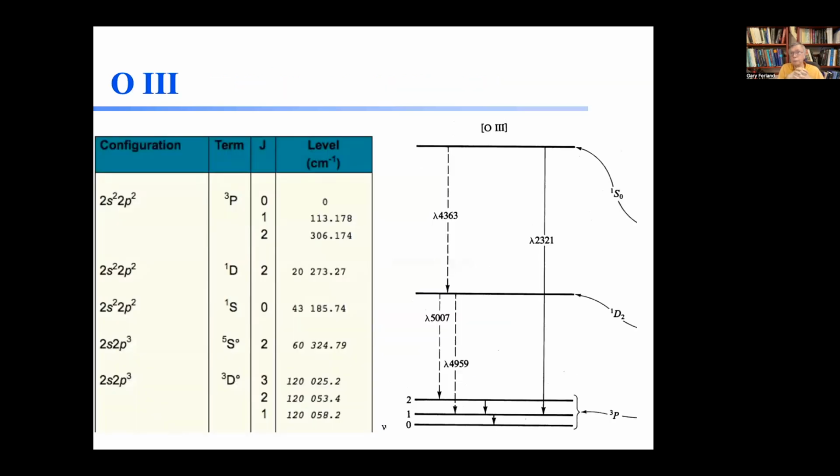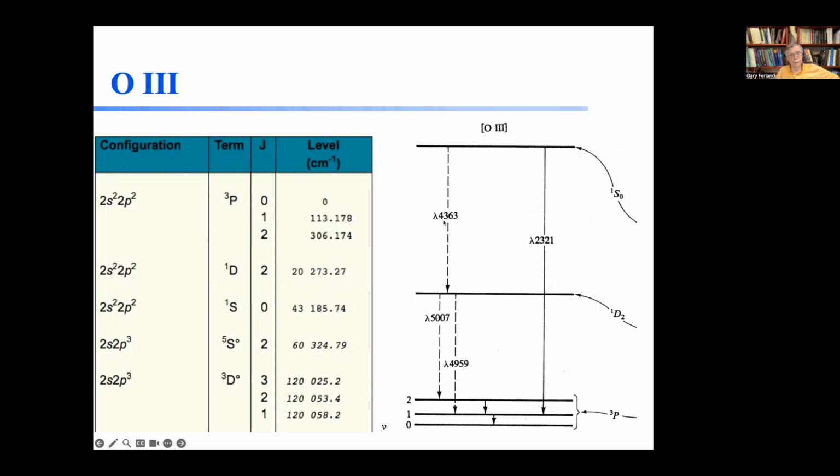So this is two ways of presenting emission lines. On the left is a screenshot from the NIST table of the lowest levels in O3, or O double plus. This is the ground state here. This is the energy level, counting from zero. It's a unit called a wave number, which is the most common unit of energy in actual spectroscopy. So these three levels are very, very close to the ground state. This is the ground state.